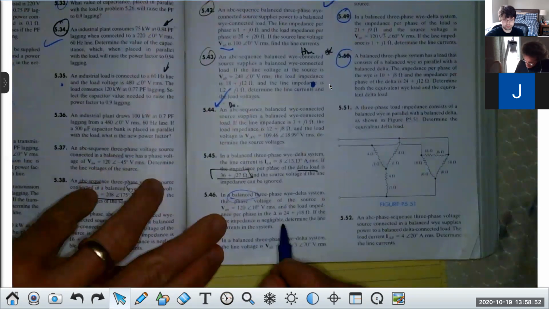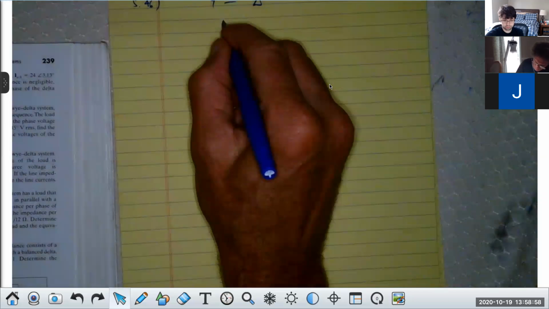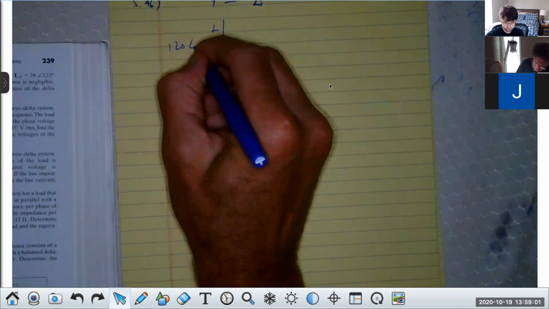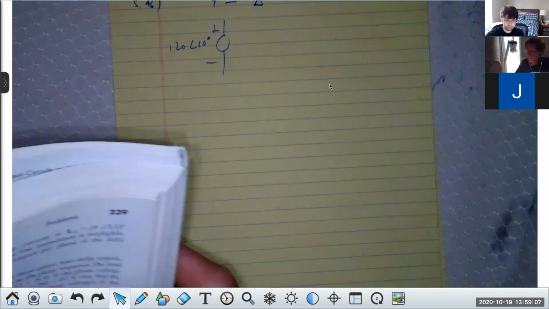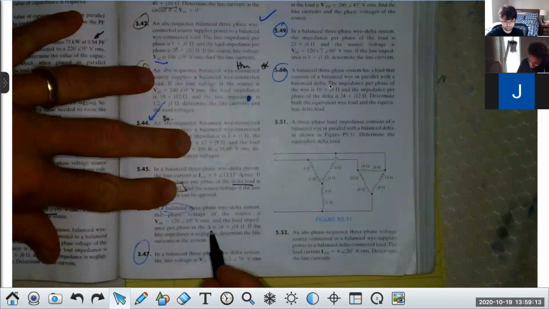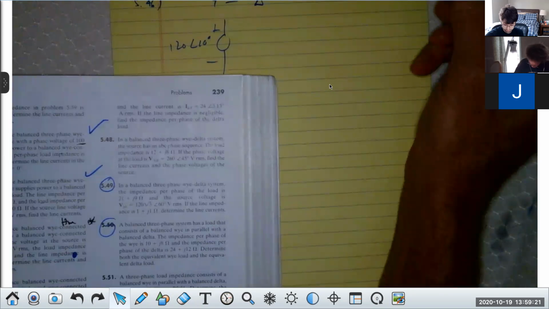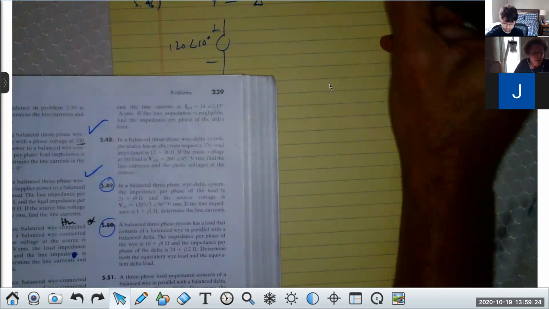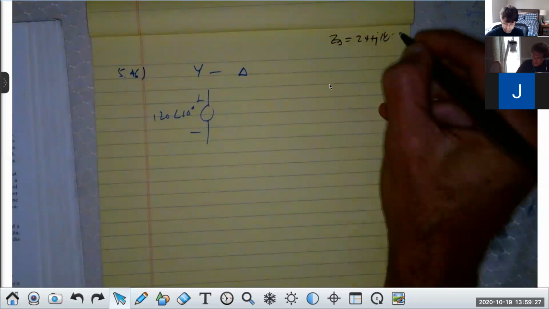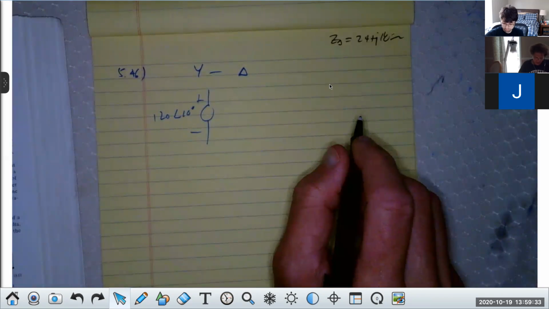System. They say the source is VAN 120 at 10 degrees. Now you can draw that. It's plus to minus 120 at 10 degrees, and I'm not even going to bother putting RMS on there. Then they say the load impedance per phase is 24 at 18. Don't write that out yet. Just put Z delta is 24 plus J18 over here. That's Z delta. And then they say, if the line impedance is negligible, determine the line currents.